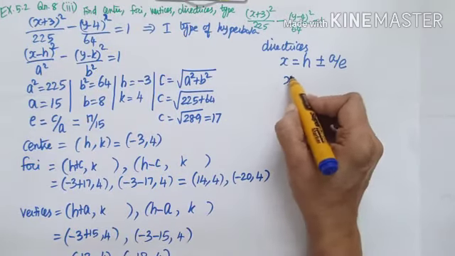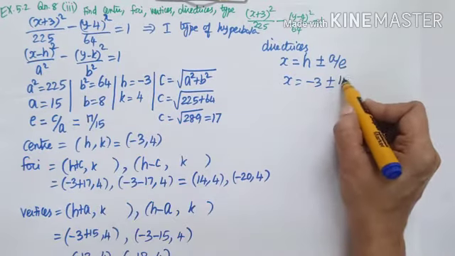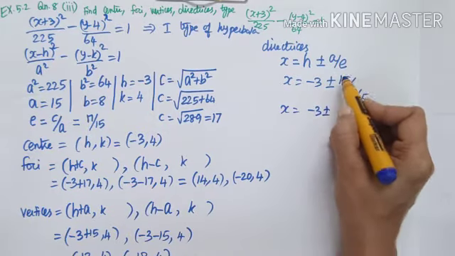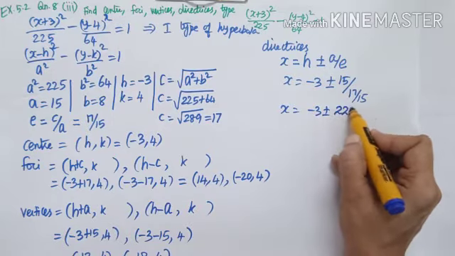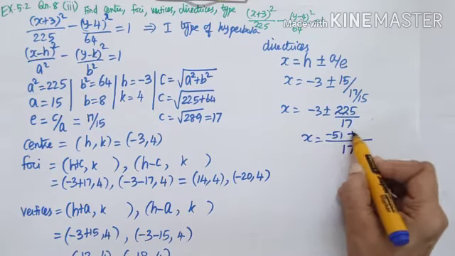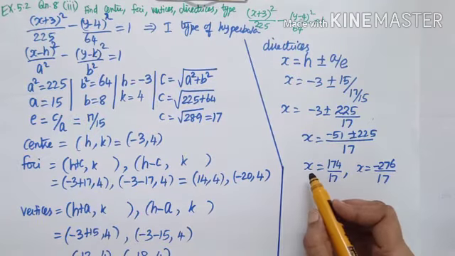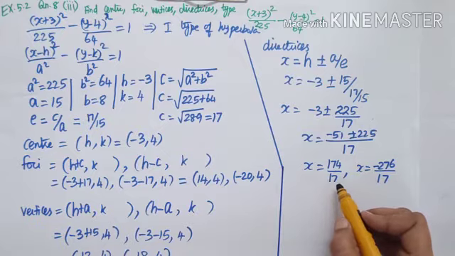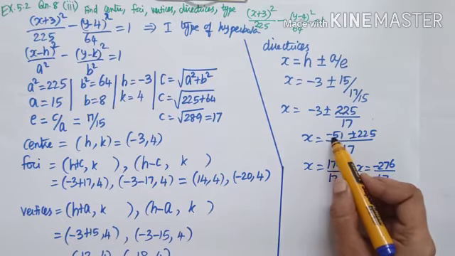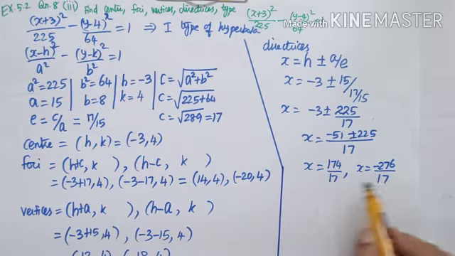Directrices. x equals h, −3 plus or minus a by e. a is 15, e is 17 by 15. Reciprocating, 15 into 15, that is 225 divided by 17. Cross multiplying by taking LCM, −51 plus or minus 225. Simplify and write the answer. So we get x = 174/17 and x = −276/17. −51 + 225, −51 − 225. So we get the two directrices.